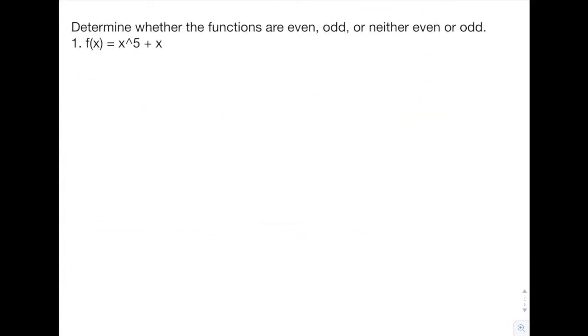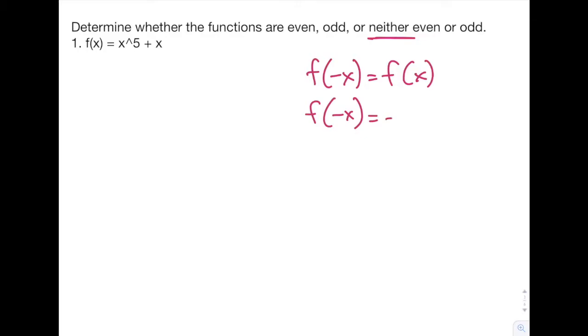So to begin, let's determine whether the following functions are even, odd, or neither even nor odd. We haven't talked really about when a function is neither even nor odd, but it should be relatively intuitive, right? If it doesn't satisfy the condition that f of negative x equals f of x, and it doesn't satisfy the condition that f of negative x equals negative f of x, then it would be neither even nor odd.